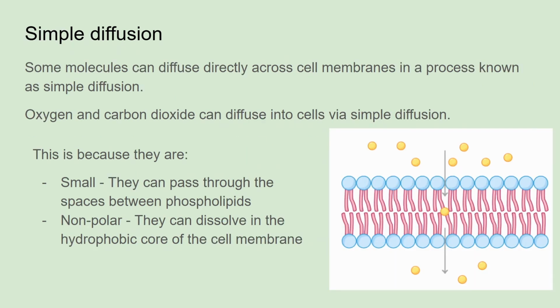Some molecules can diffuse directly across cell membranes in a process known as simple diffusion. These can be molecules such as oxygen and carbon dioxide, because they are small, which means they can pass through spaces between phospholipids, and nonpolar, which means they can dissolve in the hydrophobic core of the cell membrane.